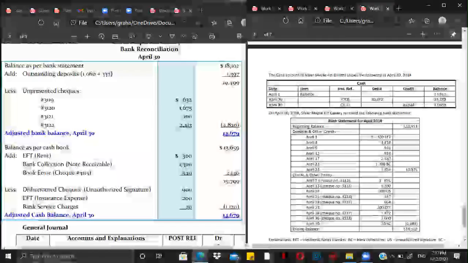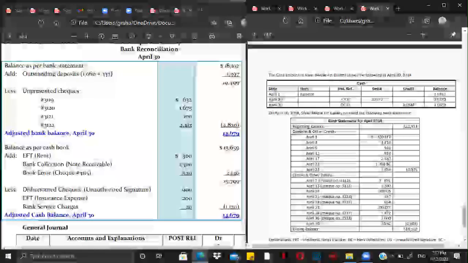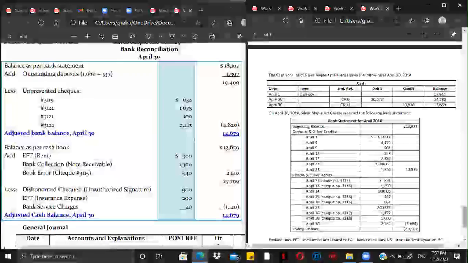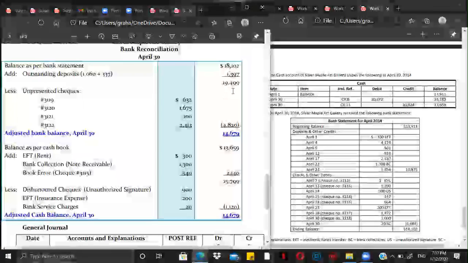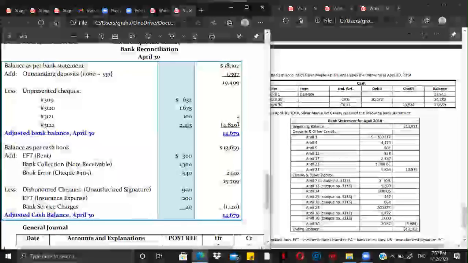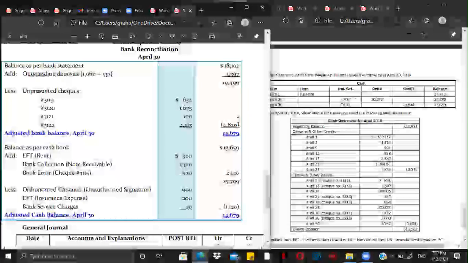All right, let me run through the last two quickly. The 1,300 bank collection was for a note receivable. Now, when you say receivable, that basically means that you're getting money, right? So the key tells us that BC is bank collection. So look in your bank statement, you see 1,300 BC. So the note receivable was, we received $1,300. That's what we received in our bank. The bank collected that for us.